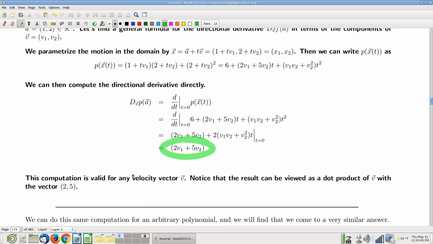What you'll notice pretty quickly, though, is that this result is a dot product with the velocity vector. This is (2, 5) dot the velocity vector. Well, that's handy, right? How about that? Said differently, that means that how this directional derivative depends on the velocity, it's a linear transformation. Neato. We had not noticed this previously.